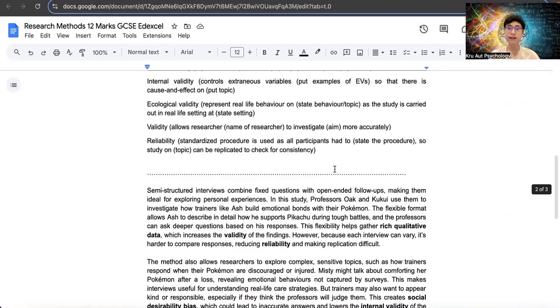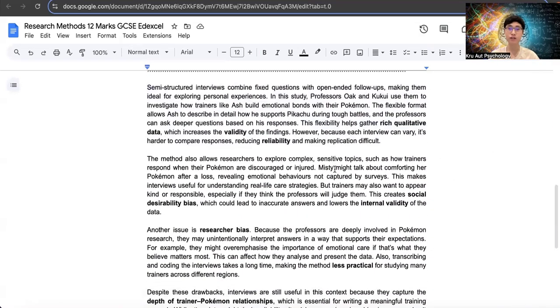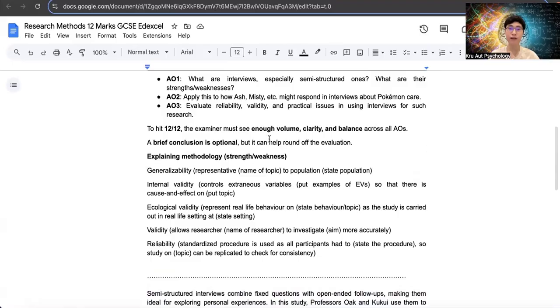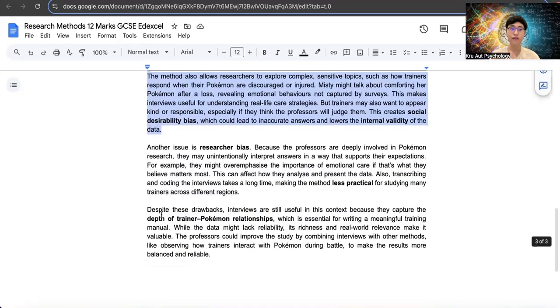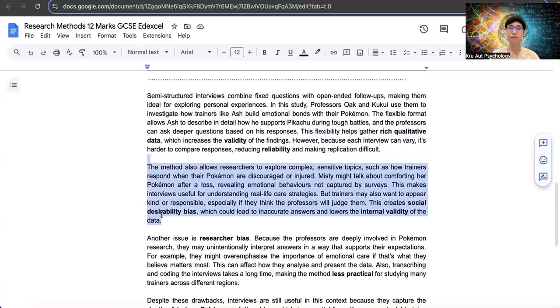Okay, to say there are many different structures. The guideline is just that you cover enough volume, clarity, and balance in all assessment objectives. But depending on how your school taught the structure, how detailed your answer is, that's the mark you'll get. Okay. The method, next paragraph. So I have 4 paragraphs, with 3 marks for each.